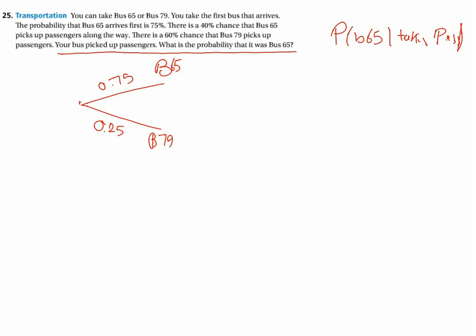And after that, to complete our probability, there is a 40% chance that bus 65 picks up passengers. 40%, which means 0.40, that it picks up passengers. So the probability that it doesn't pick up passengers is 0.60. How is that? It is 100% minus 40%.